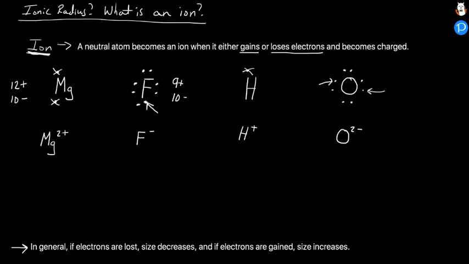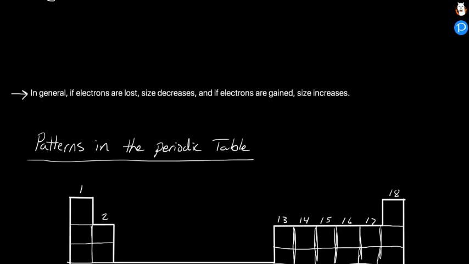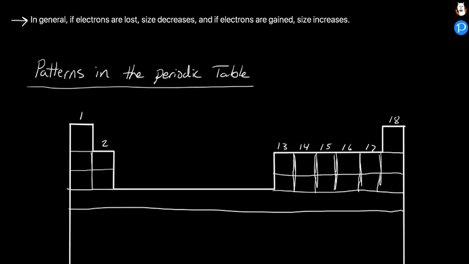But in general, if you lose electrons, your size is going to decrease, which makes sense, right? If magnesium loses these electrons and it no longer has that outer valence shell, it's going to drop down in size. But if I gain electrons, that means my size is going to increase, which again, logically makes perfect sense. So let's take a look at the patterns in the periodic table when we think about that.